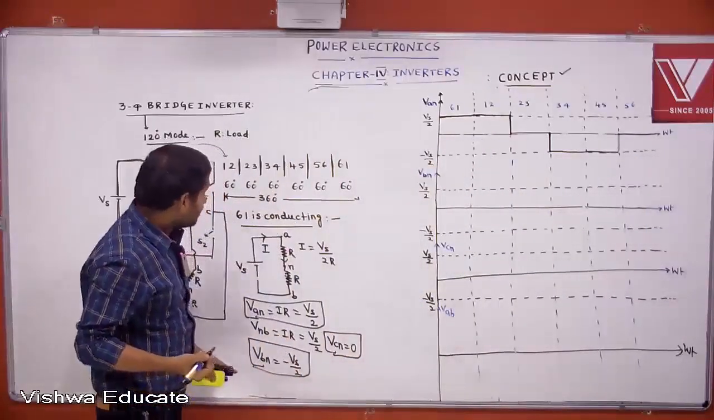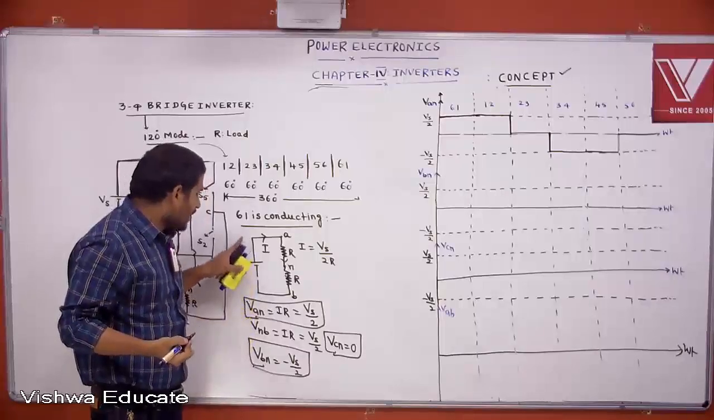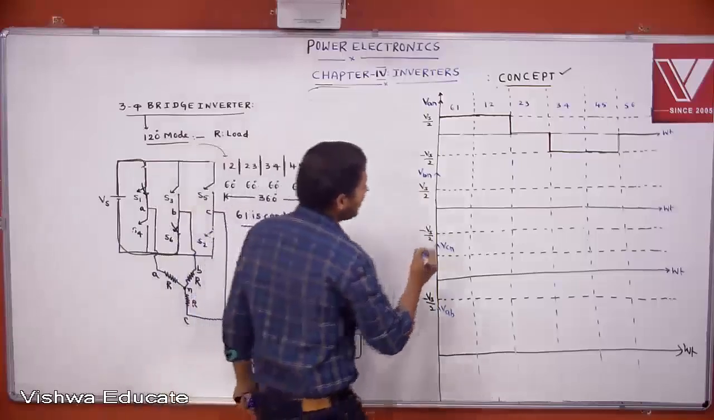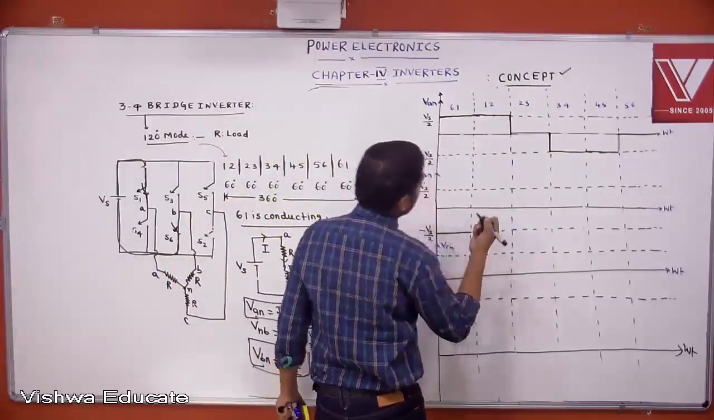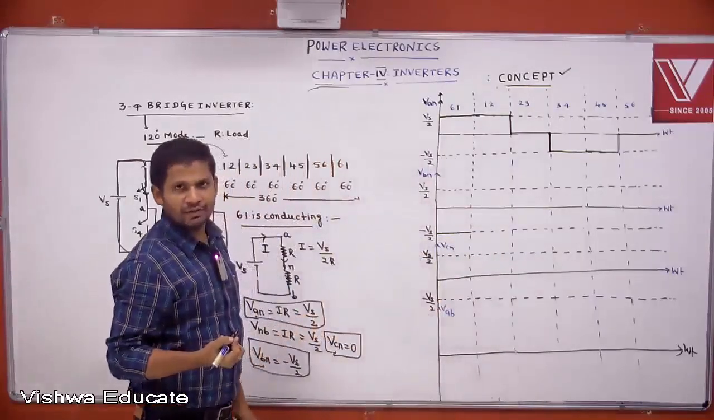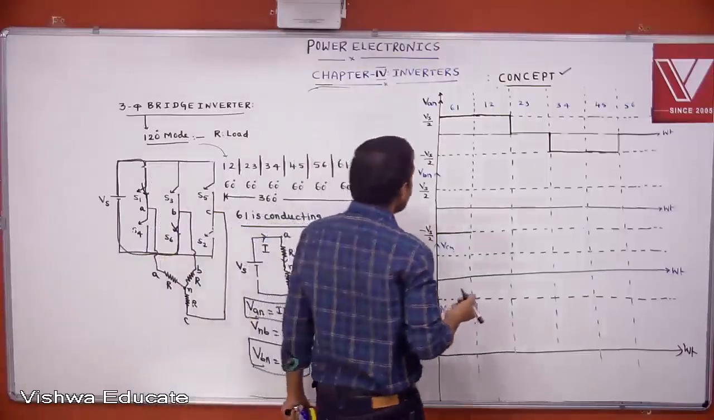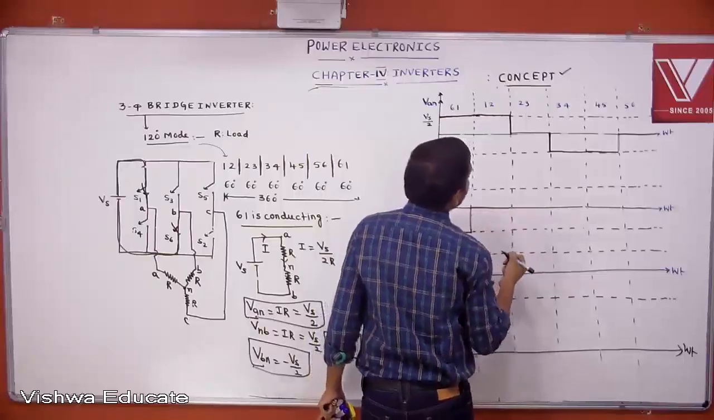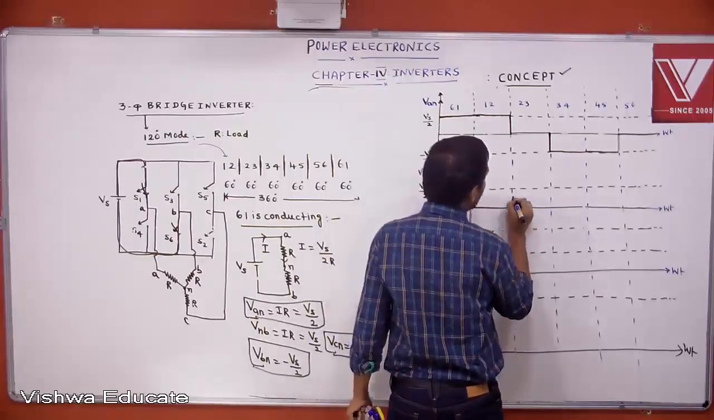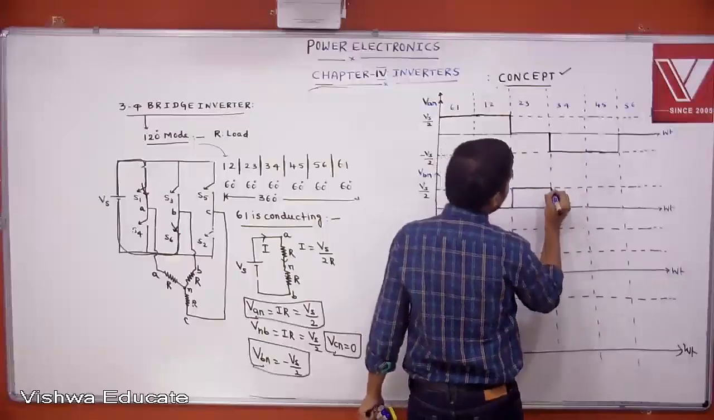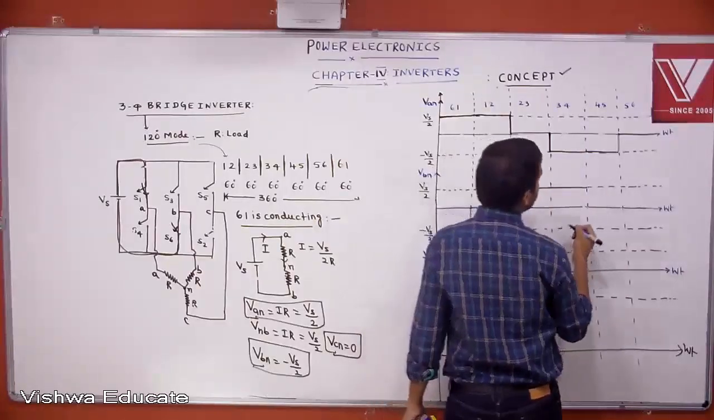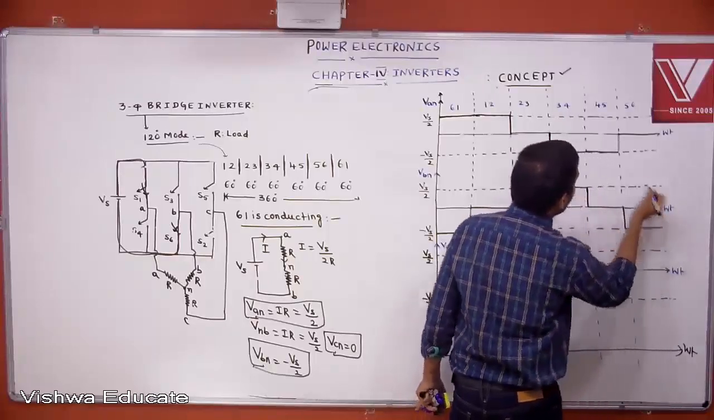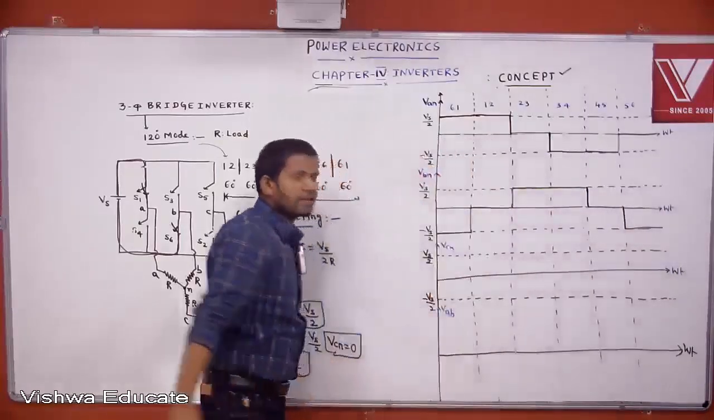Similarly, tell me, B phase. If 6-1 is conducting, what is the B phase voltage? Minus Vs by 2. Next, if 1-2 is conducting, what is the B phase voltage? 0. Next, 2-3 is conducting: plus Vs by 2. 3-4 is conducting: plus Vs by 2. Then 0. Then it is minus Vs by 2. All these values I already listed out, according to that I am drawing the waveforms.